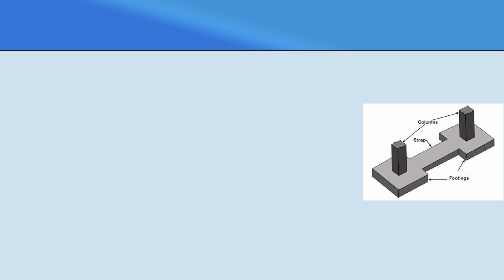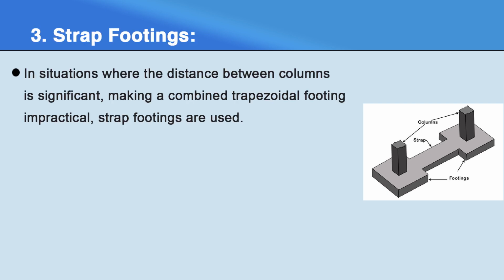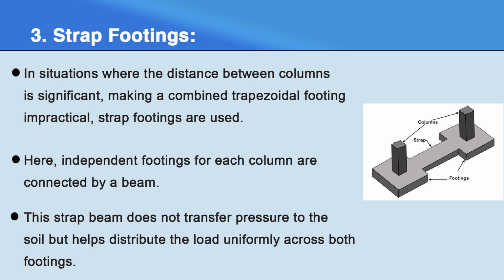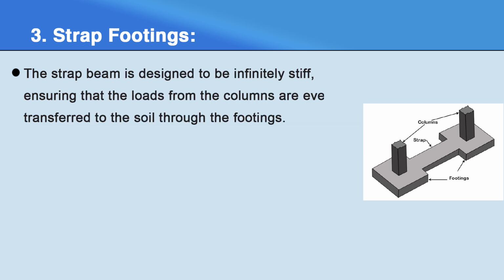Then the next type of footing is strap footings. In situations where the distance between the columns is significant, making a combined trapezoidal footing is impractical. Strap footings are used. Here, independent footings for each column are connected by a beam. This strap beam does not transfer pressure to the soil but helps distribute the load uniformly across both the footings. The strap beam is designed to be infinitely stiff, ensuring that the load from the columns is evenly transferred to the soil through the footing.